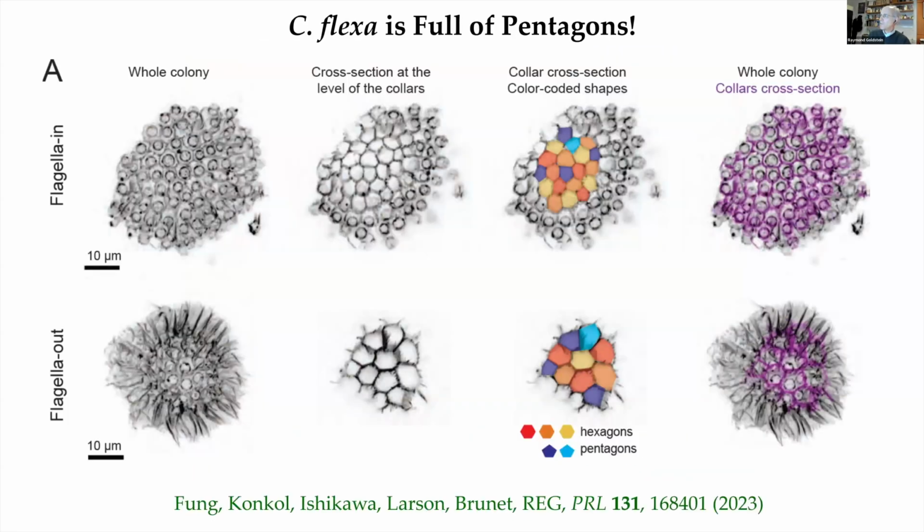And so then we went back to our colleagues, Brunet and Larson, and said, can you find all the pentagons from your confocal images of these organisms if you look in the right plane. So they found the right plane, color-coded everything by polygon type, and discovered that something on the order of 22% of the polygons in these systems are pentagons. So this is the fundamental reason why there's bistability in the problem. It's because of the presence of all these pentagons.